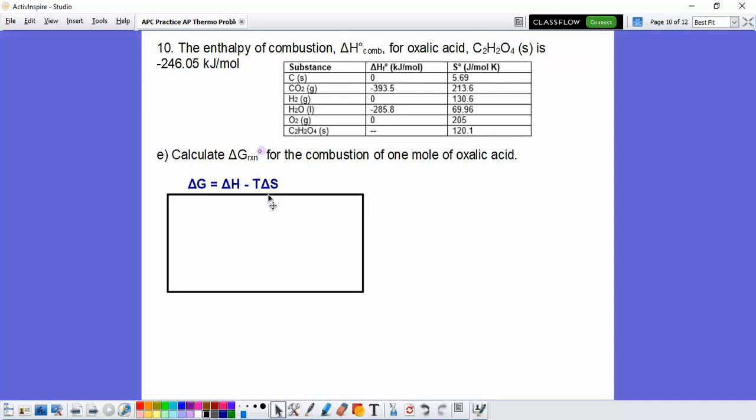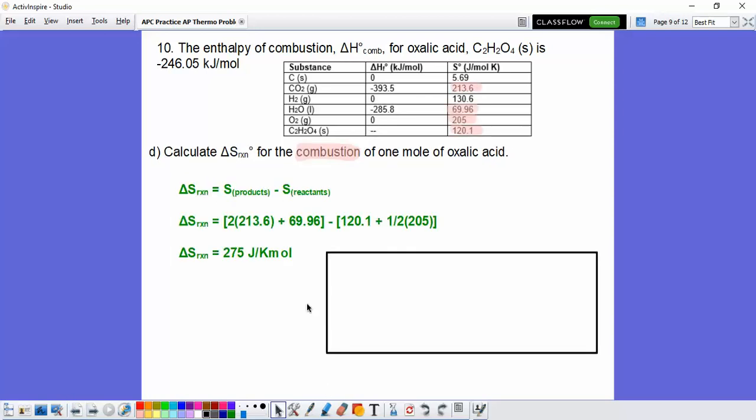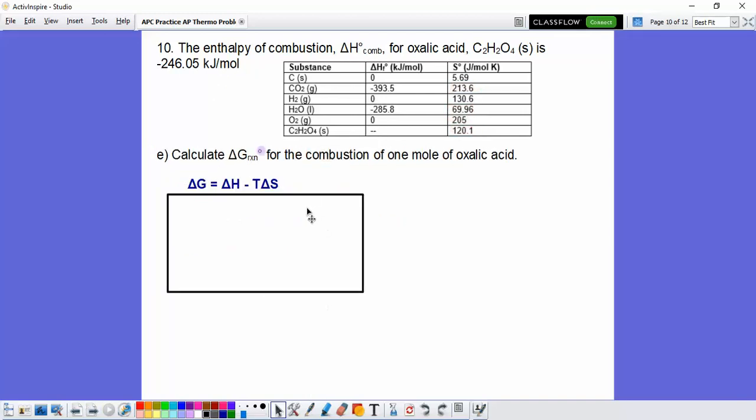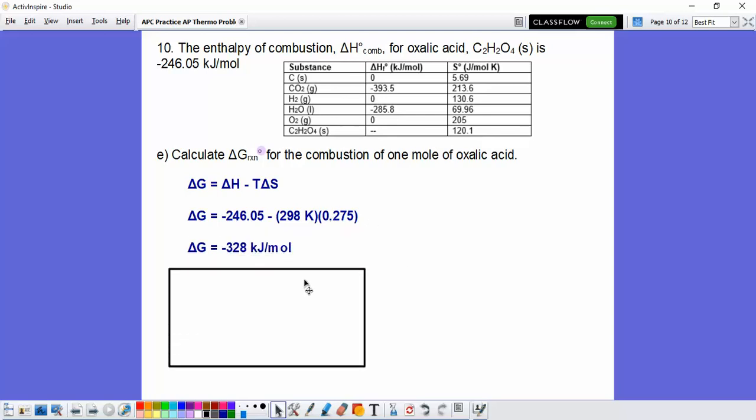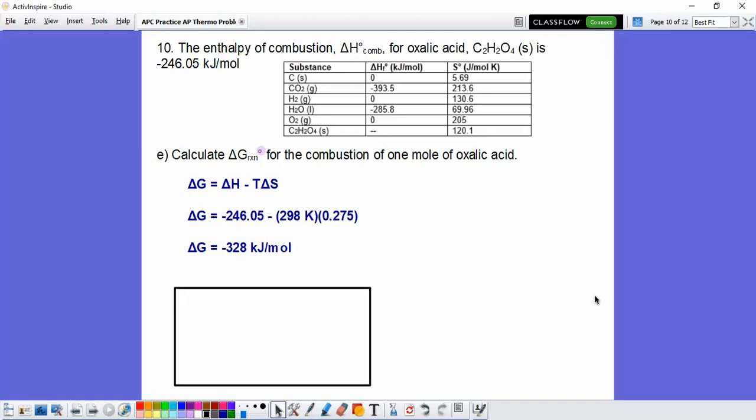So when you plug everything in, you also need to remember that your delta H and delta S need to be in the same unit. Okay, so right now delta H is in kilojoules per mole, delta S is joules per Kelvin mole. I converted my delta S into kilojoules per Kelvin mole, so I divided by 1,000. And you just plug everything in, and you should get negative 328 kilojoules per mole.